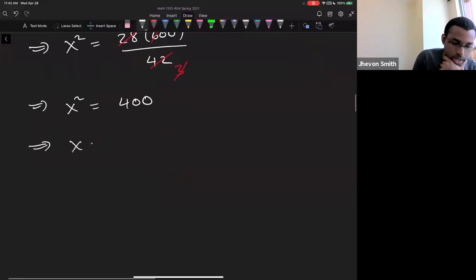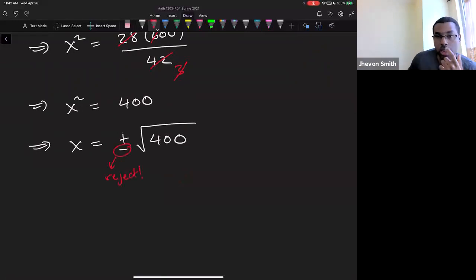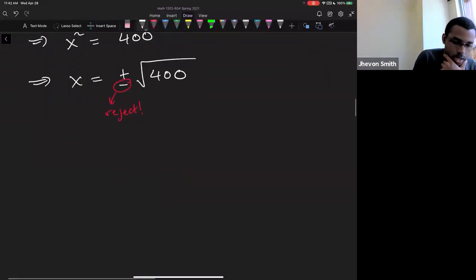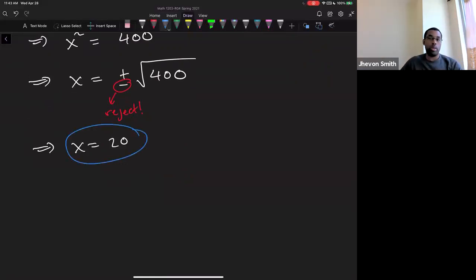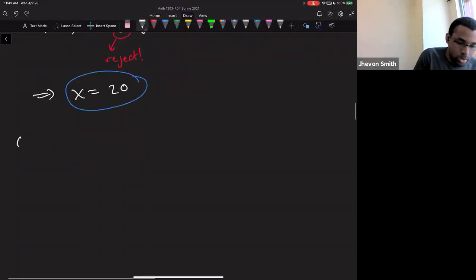This means that our x is plus or minus the square root of 400. Of course, we're going to reject the negative, can't have a negative length. And so we ultimately have x is equal to 20. 20 times 20 gives you 400. But that's not where we stop. We still have to answer the question.